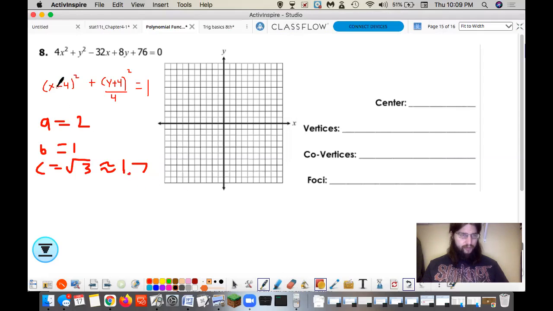So the center is at 4, negative 4. Vertices, let's plot the center first. 4, negative 4. My major axis will be my y-axis. This is going to be a freaking tiny, terrible thing, isn't it? Yeah, I'm not going to like this one. 2, 2, 1.7, 1.7, 1, 1. Yep, that's what it is. Wonderful.